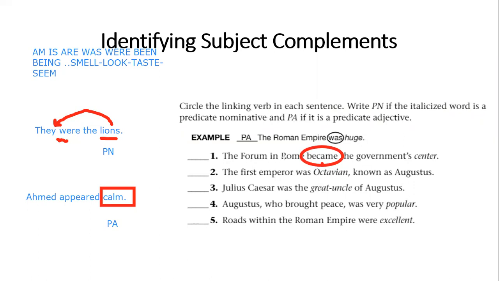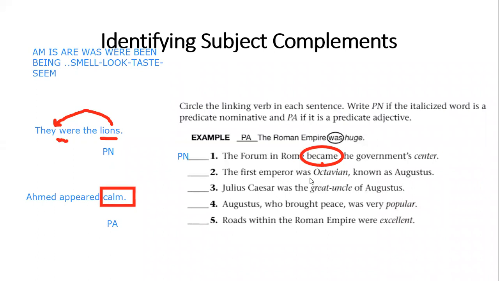And again, the forum in Rome became the government's what? Center. Here we are having to think together. Do we have a PN or PA? Government center, noun or adjective? It's PN because we're having a noun here. PN. Right. Let's go to number 2.